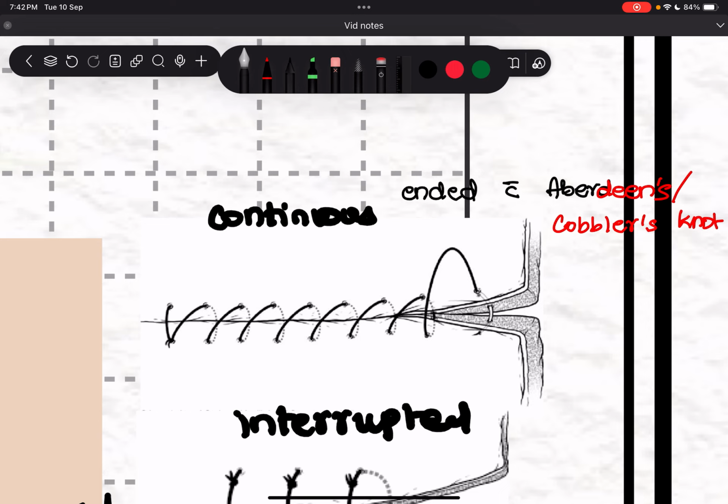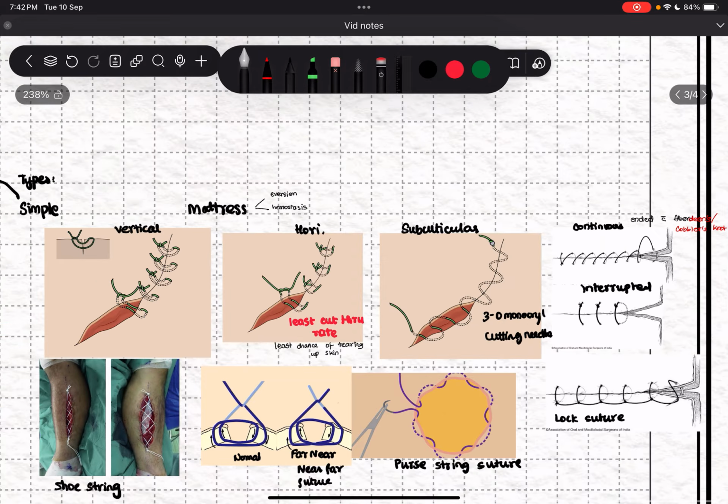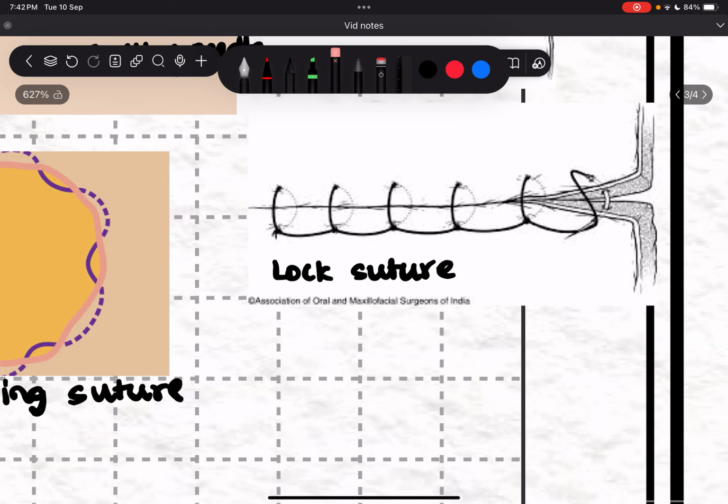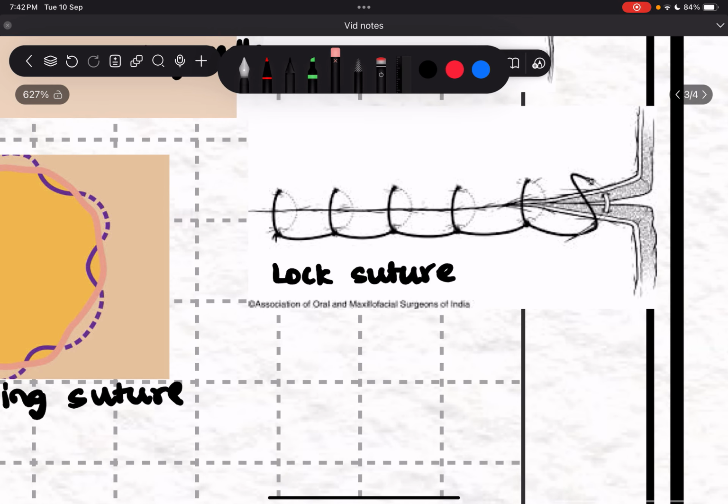Now, interrupted suture is all simple sutures in a row, and buried mattress suture, I do not have the image for it. There is a lock suture. Lock suture is continuous suture with locking, and this helps in the distribution of tension.